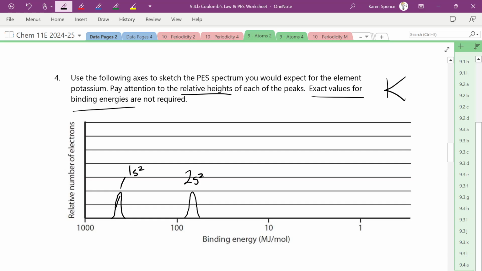And then we have 2p6. It's in the same shell. So 2, 4, 6. So it's going to be quite close because they're both shell number 2. What's our next subshell? 3s. So should it be close or should it be a little bit further? A little bit further. 3s2. 3p6. 2, 4, 6.